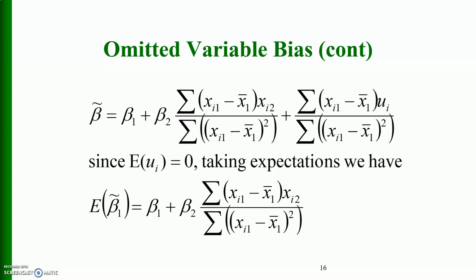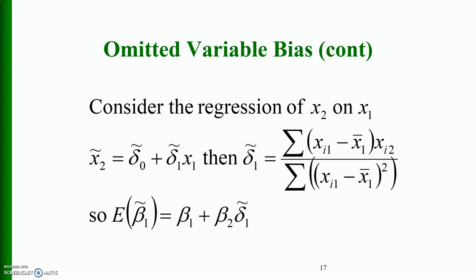Since the expected value of ui is equal to 0, taking expectation, we have the expected value of beta 1 tilde is equal to beta 1 plus beta 2 and so on. So this means that the expected value of beta 1 tilde is not equal to the true beta, but this is more than that. Consider the regression of x2 on x1. X2 tilde is equal to delta naught tilde plus delta 1 tilde x1, then delta 1 tilde is equal to this, so that the expected value of beta 1 tilde is equal to beta 1 plus beta 2 delta 1 tilde.